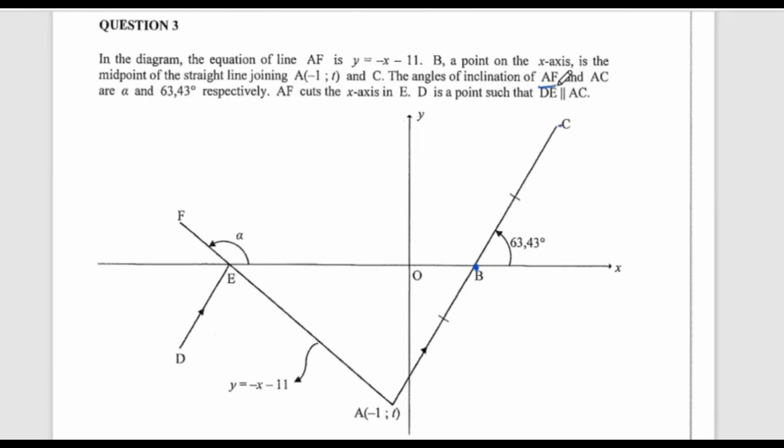The angles of inclination are alpha and then 63.43 respectively. AF cuts the x-axis at B, and then D is a point such that DE, this line, is parallel to AC. And that one parallel. So that is all the information we have.